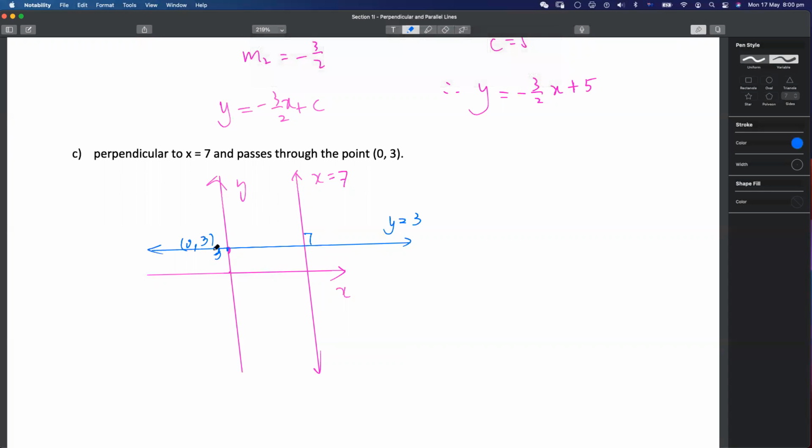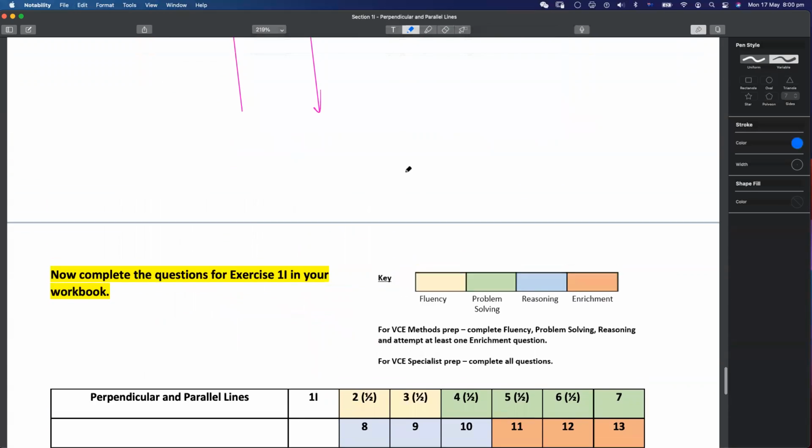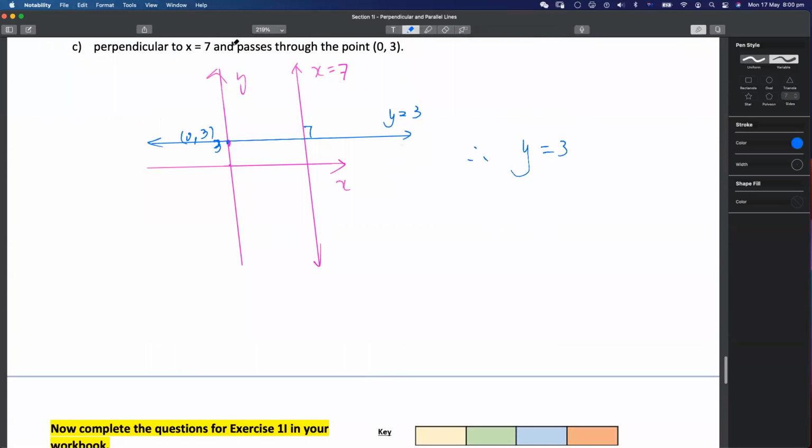Look at the y coordinates here. It's 3. Therefore, you can just state the result. Y is equal to 3. Okay, so the line y is equal to 3 is perpendicular to x is equal to 7 and passes through the point 0, 3. All right, and now it's your time to finish your work.